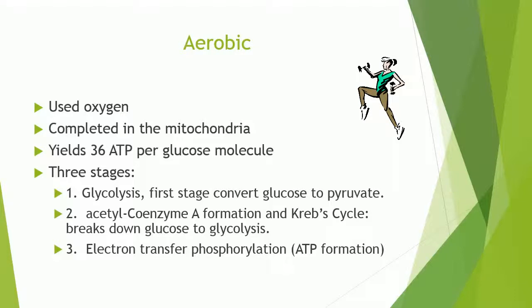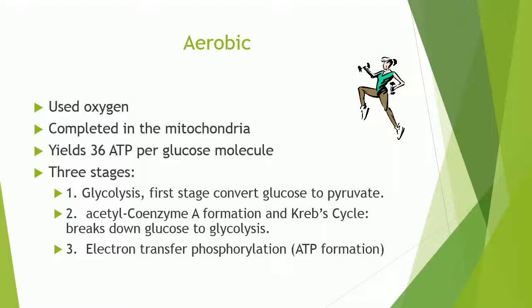So there's 3 stages to aerobic respiration, and this is going to seem very confusing. But there's 3 stages. The first stage is glycolysis, and it is going to have conversion from glucose to pyruvate. That's going to be the goal of glycolysis. Then you have acetyl coenzyme A formation and the Krebs cycle, which is considered to be the second stage of aerobic respiration, which has those 2 stages within that second stage. And that is going to break down glucose to glycolysis. And then the third stage is electron transfer phosphorylation, or ATP formation.